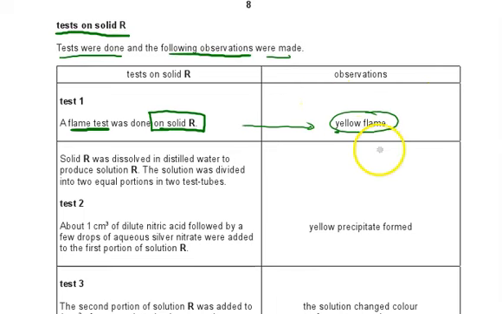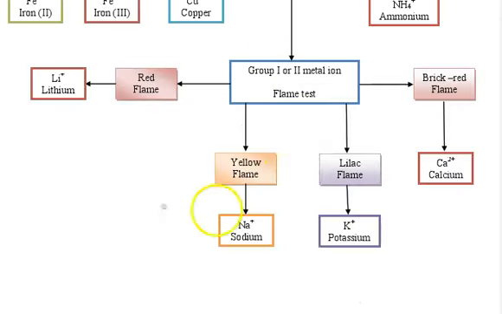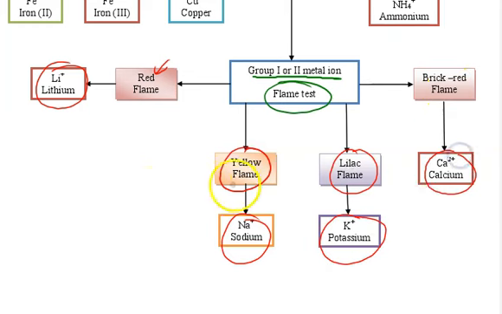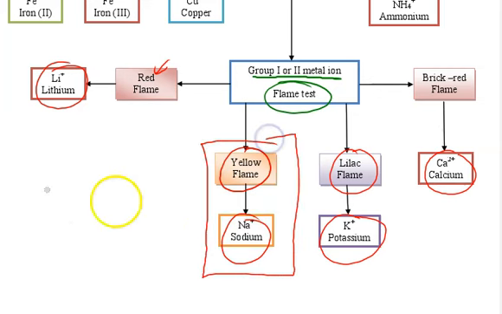So let us look back at the short notes. Okay, now here, group 1, group 2 metal ion flame test. Okay, so only cations will have a flame test. If you have a red flame, it is lithium. If it's yellow, it is sodium. Lilac is some kind of purple color, so it's potassium. Brick red flame is calcium. So here we want this yellow flame, so it's sodium.